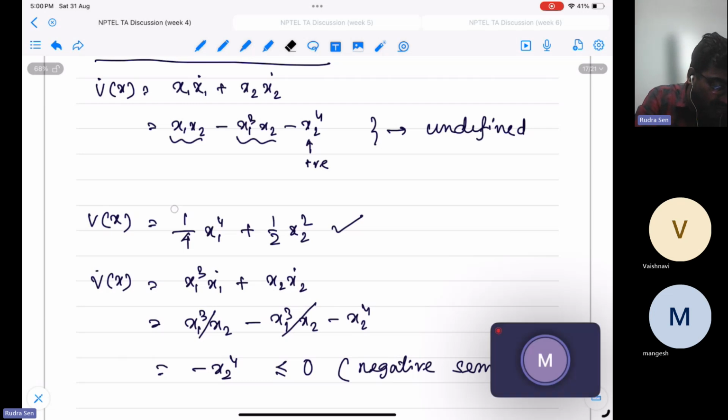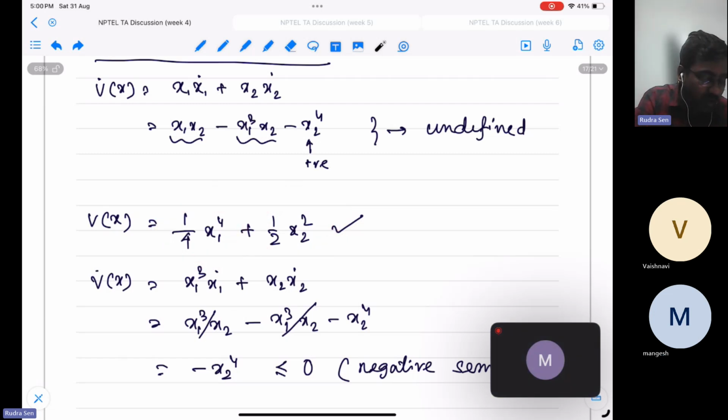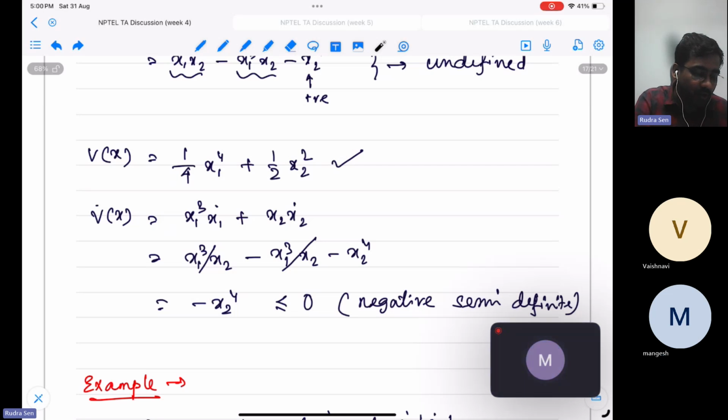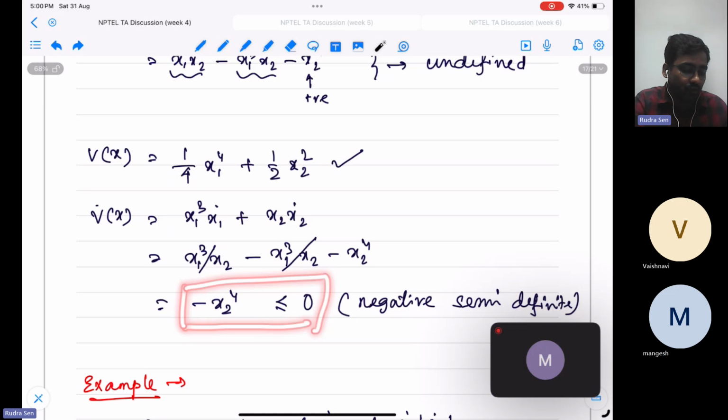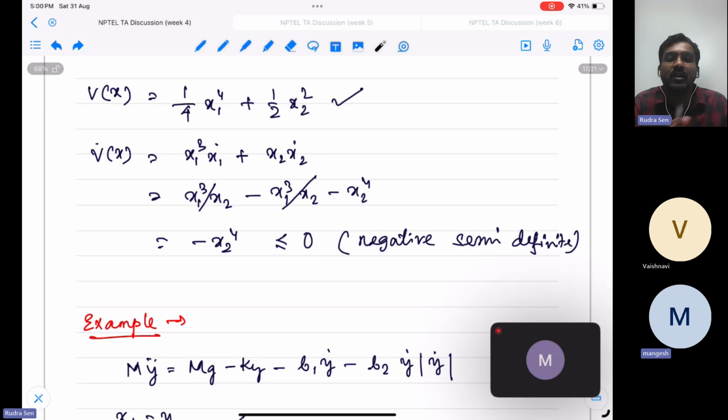Definitely here I can see that this one is positive, this one is positive. So this is a positive definite function, and when x1 and x2 both equal 0, then V of x is 0. That means this can be considered a candidate Lyapunov function. Now if I find V dot over here, you will see that I get this term, minus x2 to the power 4, which is less than 0. That means at least I can say the system is stable in the sense of Lyapunov.